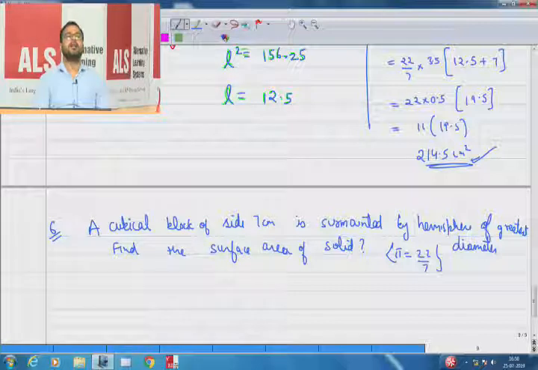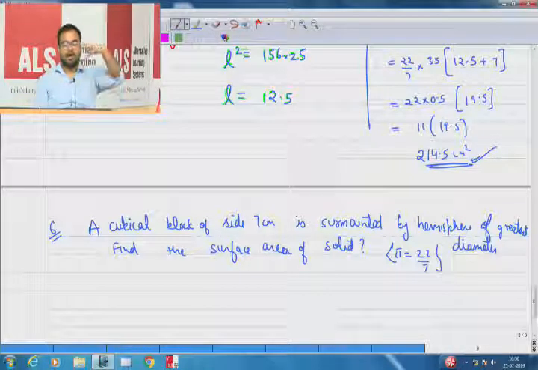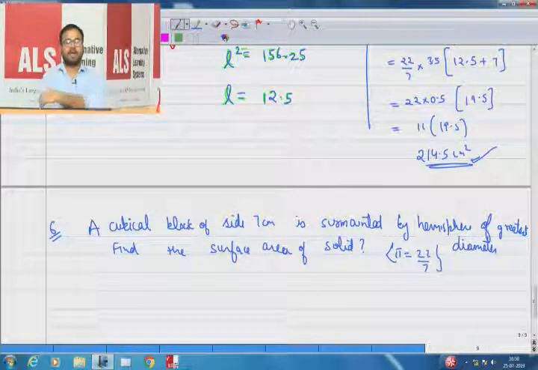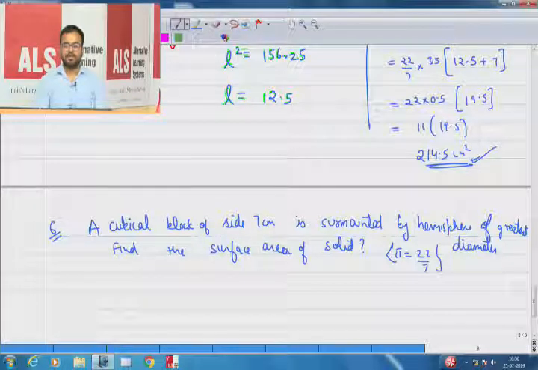A cubical, sorry, it was not cuboidal, a cubical block. All the dimensions are 7. A hemisphere of greatest diameter is mounted on the top. You have to figure out the surface area of the solid.